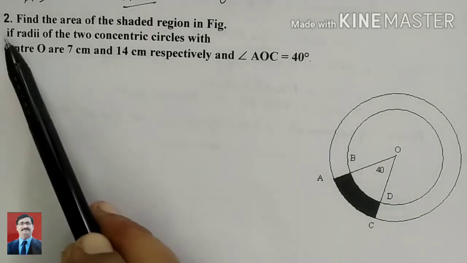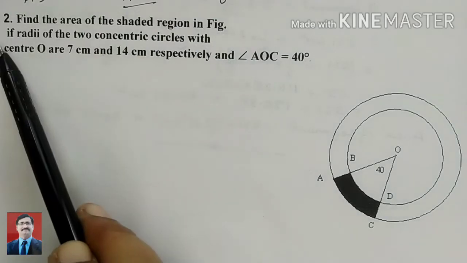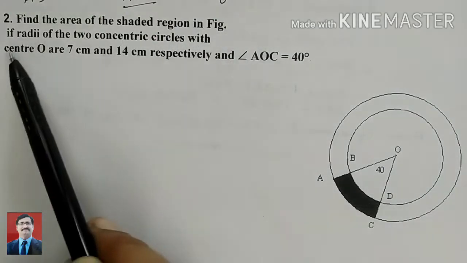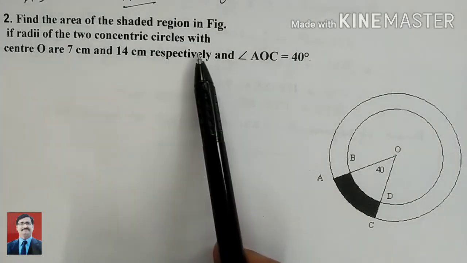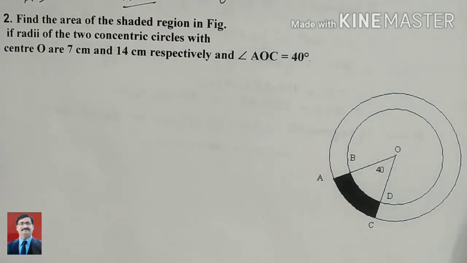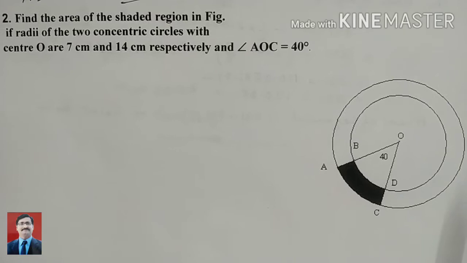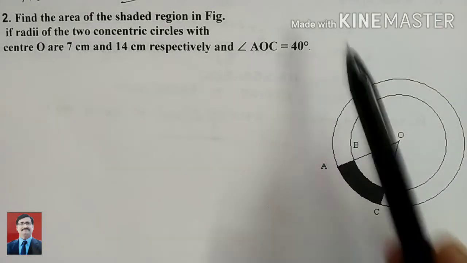Look at this question. Find the area of the shaded region in this diagram if the radii of the two concentric circles with center O are 7 centimeter and 14 centimeter respectively, and angle AOC equals 40 degrees. So look here, we can understand this: angle AOC is given to us as 40 degrees.